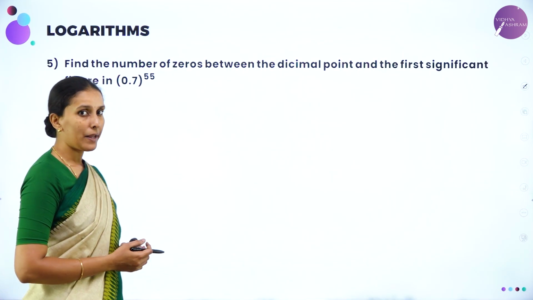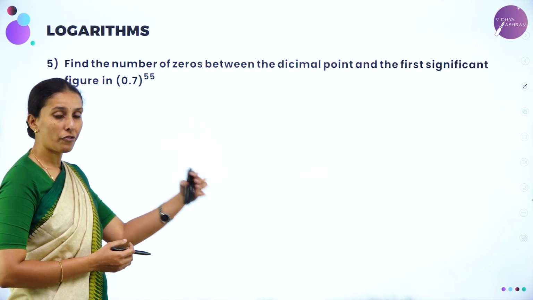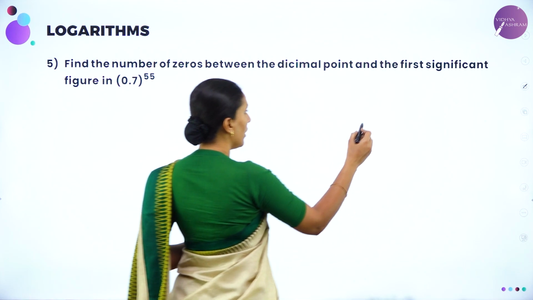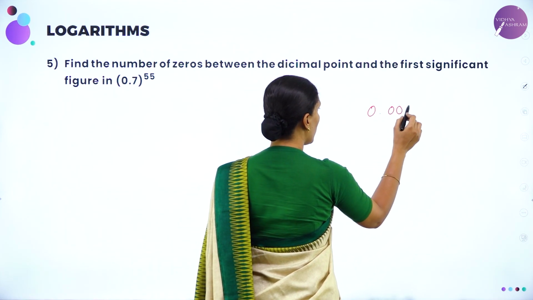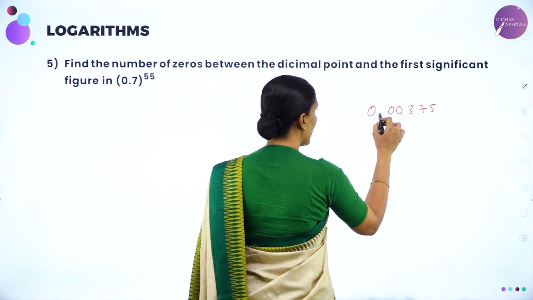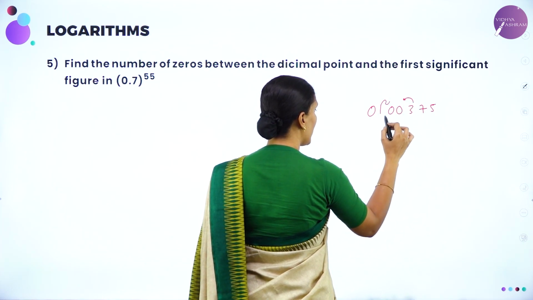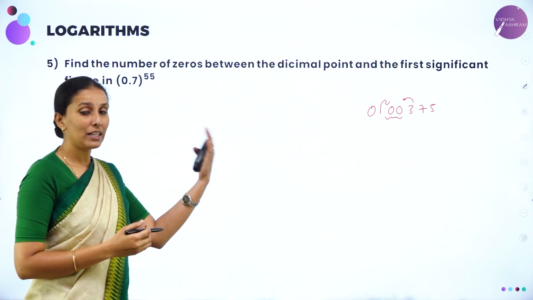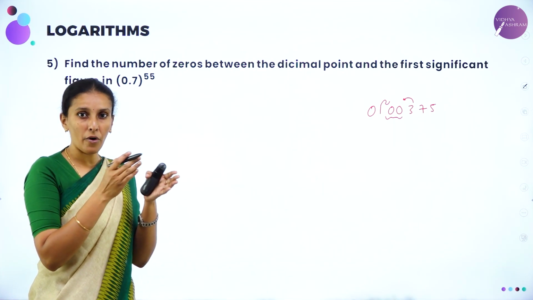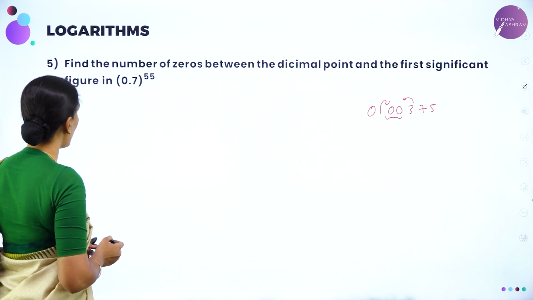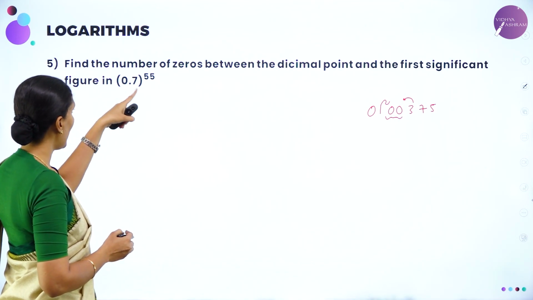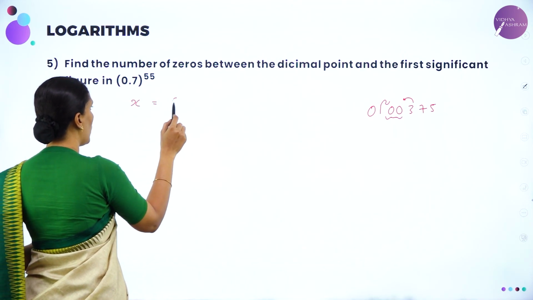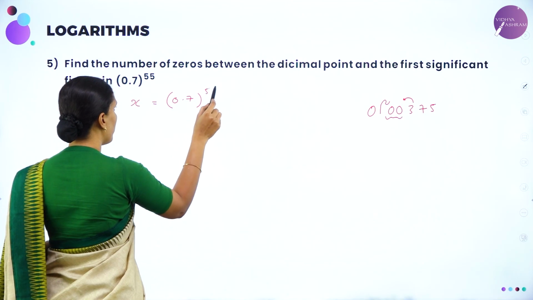Next, one more application of log is to find the number of zeros after the decimal and before the significant figure. For example, if you consider here 0.00375, after the decimal and before a significant figure, we have 2 zeros here. So with the help of log, we can find the number of zeros between a decimal point and the significant figure. So let's check by taking an example here. I have taken 0.7 to the power 55. We'll take x is equal to 0.7 whole to the power 55.